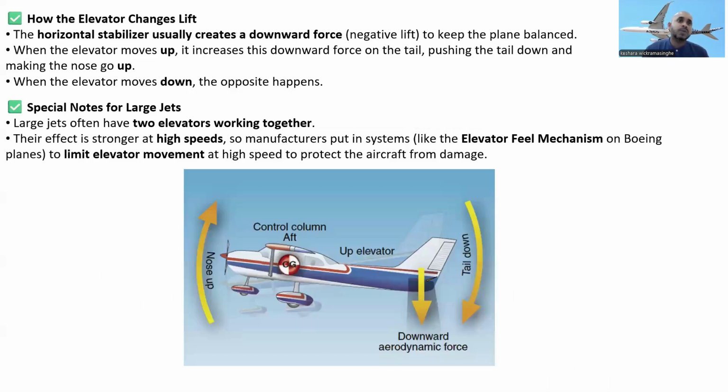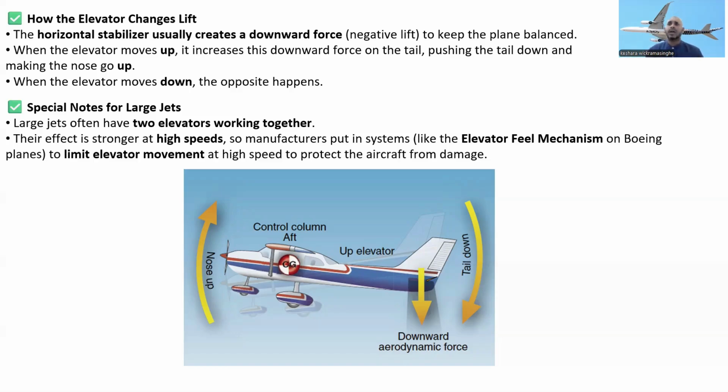So how does the elevator change the lift? The horizontal stabilizer usually creates a downward force, or negative lift, to keep the plane balanced. When the elevator moves up, it increases this downward force on the tail, pushing the tail down and making the nose go up. When the elevator moves down, the opposite happens.